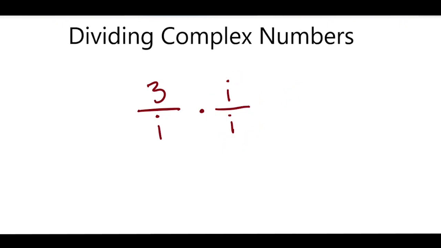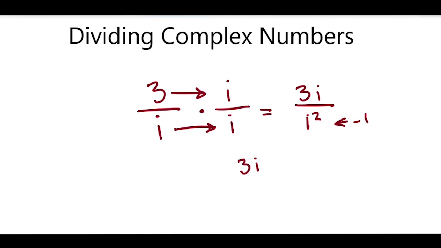So what I'm going to do is multiply straight across. And that leaves me with 3i on the top and i squared on the bottom. But remember, i squared is -1. So that leaves me with 3i on top and -1 on the bottom. Well, if I take 3i and I divide by -1, the answer is -3i.